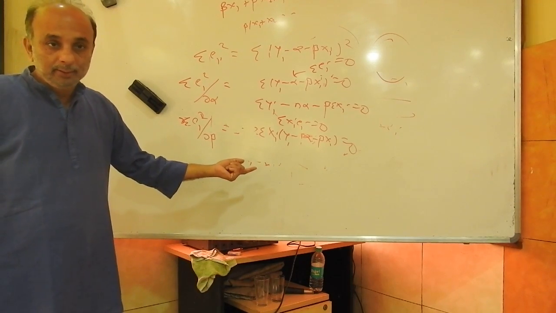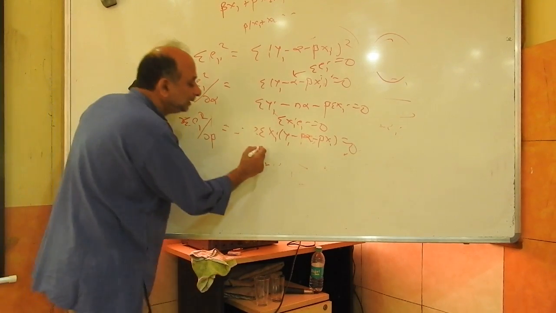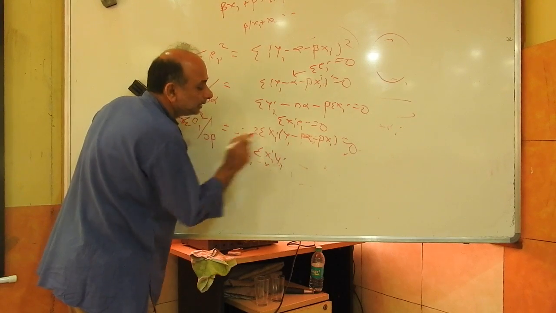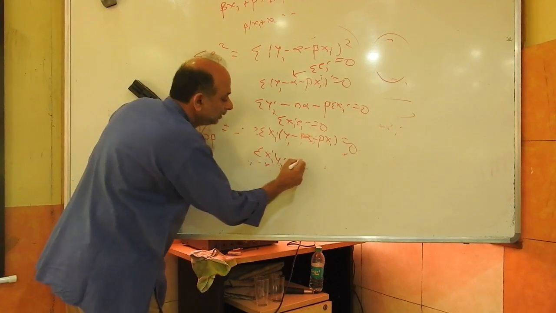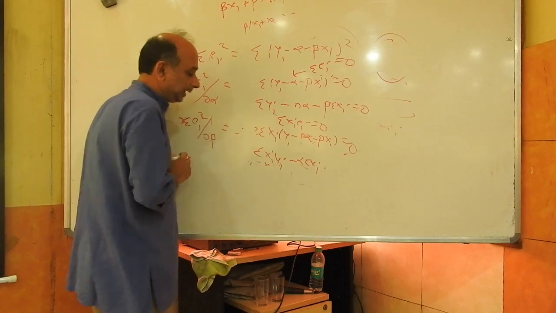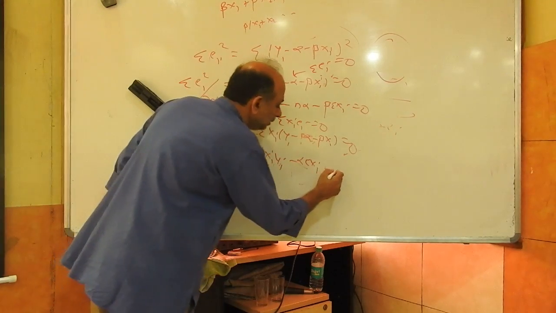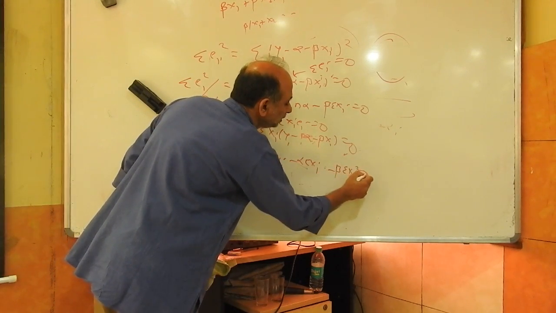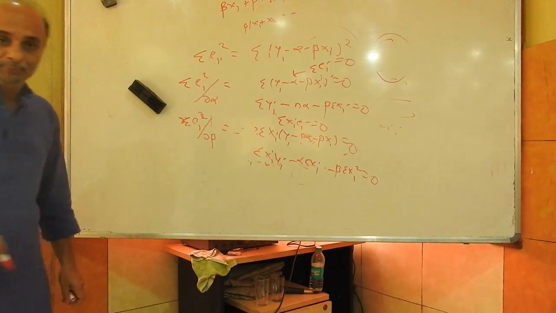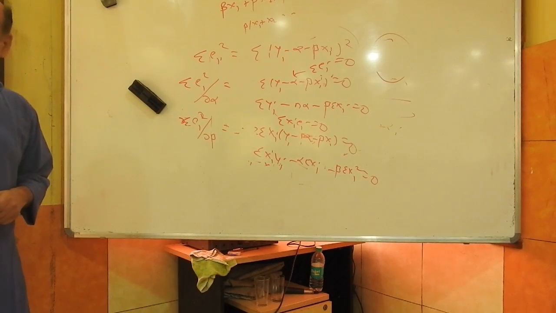Right? Okay? And this also means summation xi yi minus alpha summation xi minus beta summation xi square is equal to 0. Right? Sure?